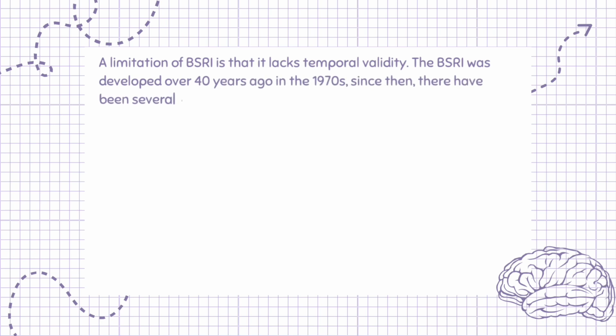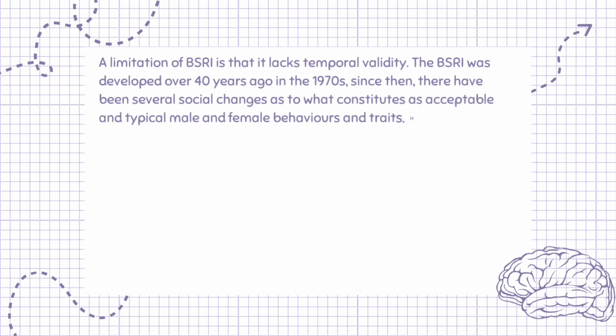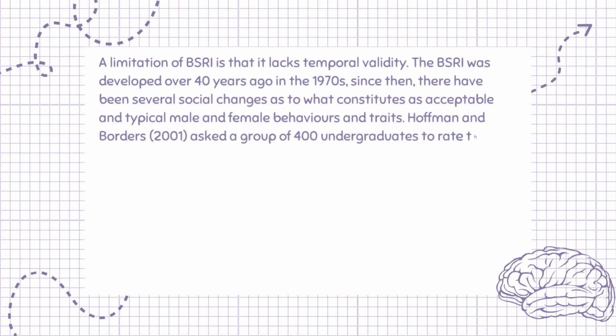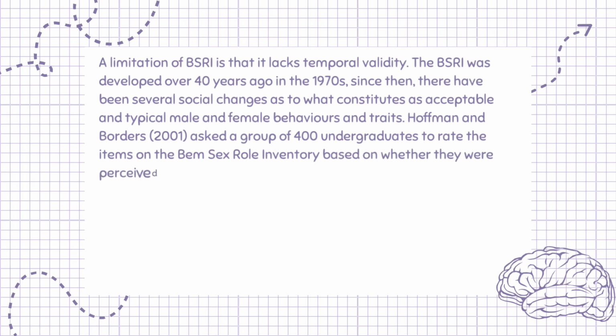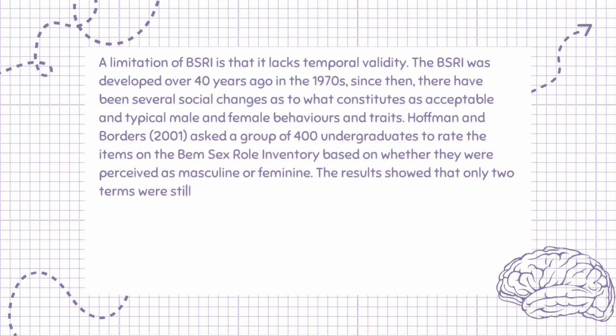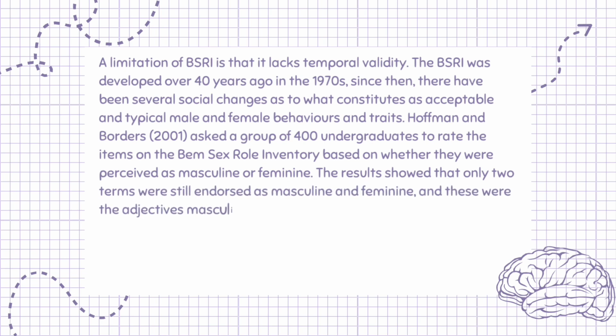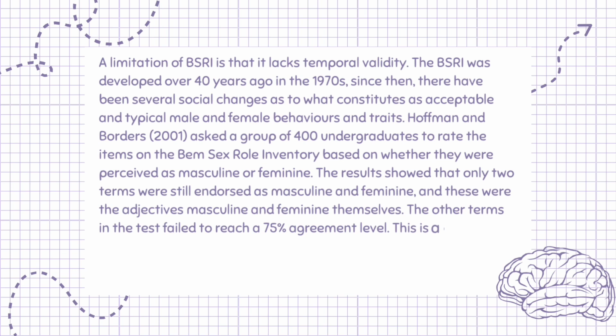Since then, there have been several social changes as to what constitutes acceptable and typical male and female behaviors and traits. Hoffman and Borders, 2001, asked a group of 400 undergraduates to rate the items on the Bem Sex Role Inventory based on whether they were perceived as masculine or feminine. The results showed that only 2 terms were still endorsed as masculine and feminine, and these were the adjectives masculine and feminine themselves. The other terms in the test failed to reach a 75% agreement level.